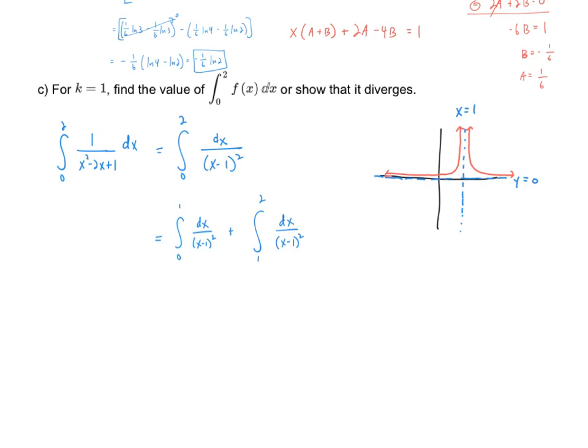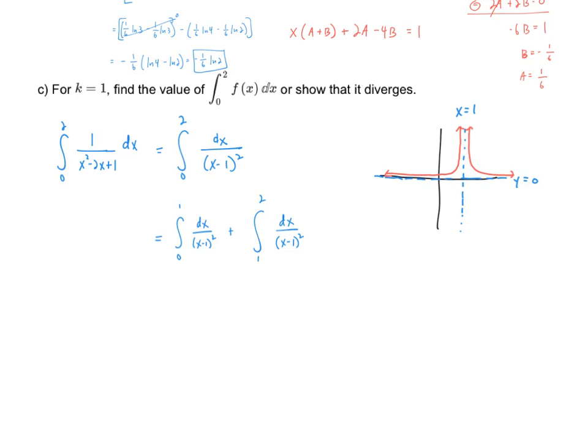Okay, so if you think about it, we want to find the area underneath this graph. So we want to find all this area and all this area. The reason they show that it diverges is because when there's a vertical asymptote, there could be an infinite amount of area here, or it could converge to some number. This area could be finite because it converges to some number.